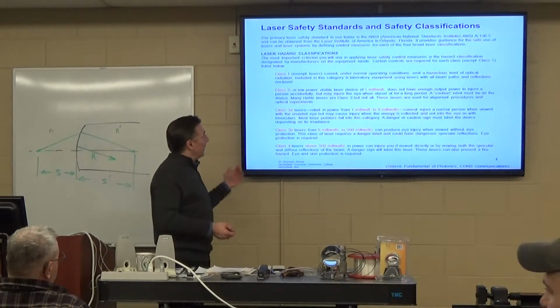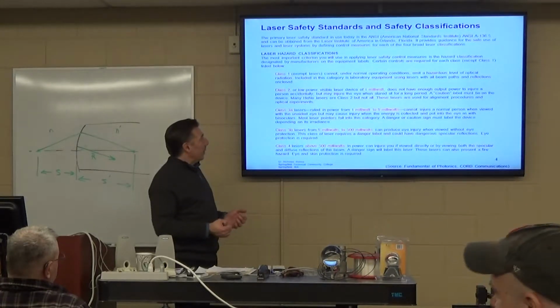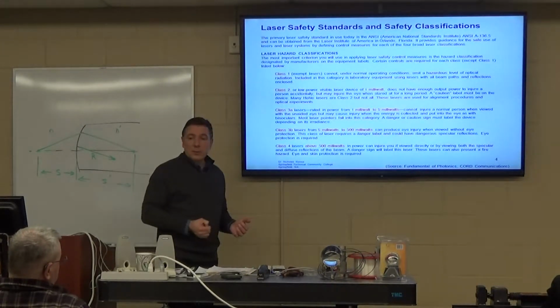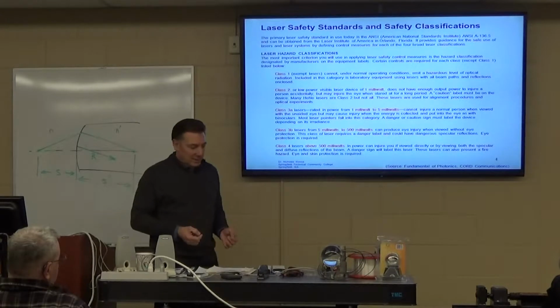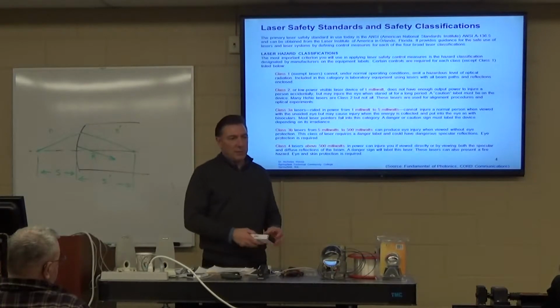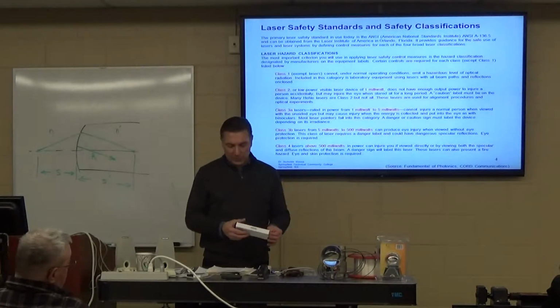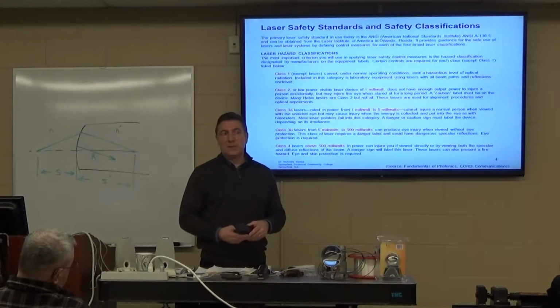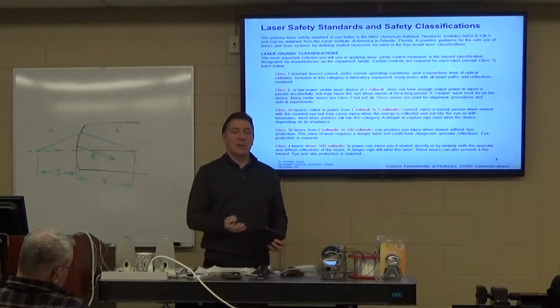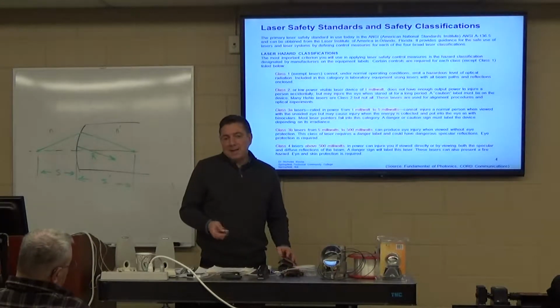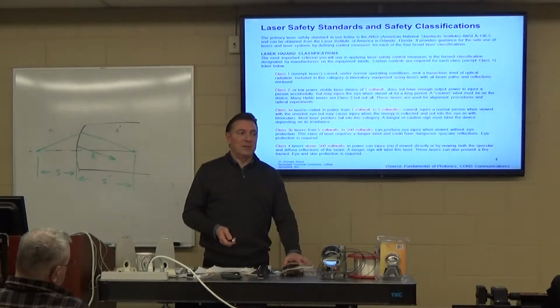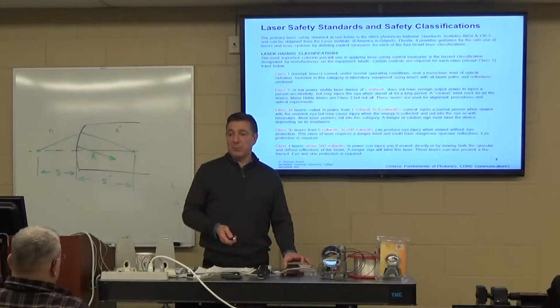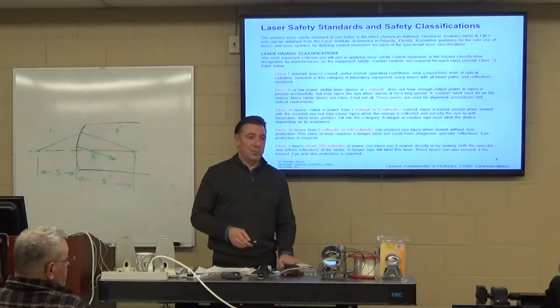Okay. Class 2. Class 2 is considered a low-power visible laser of usually 1 milliwatt or less. Now, we do have some lasers in the back, the helium neon lasers that we have, little red gas lasers. Some of them are 0.95 milliwatts, which makes them what they call eye safe. Eye safe is still, it's more difficult to blind yourself with it, but it can cause problems.